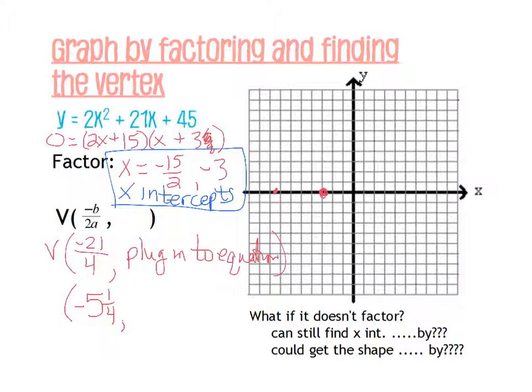And then add your 45. I end up with a negative 10.125. That's the y value of your vertex. If I want to plot that on my graph, I'm over left 5 1/4, down 10 and a little bit. And with those 3 points, we should be able to get a reasonable looking parabola here.